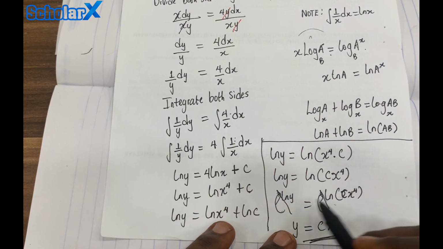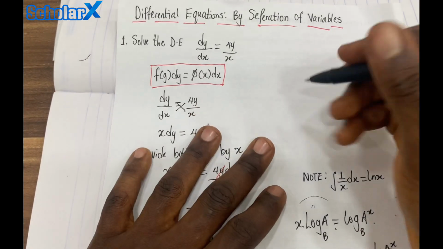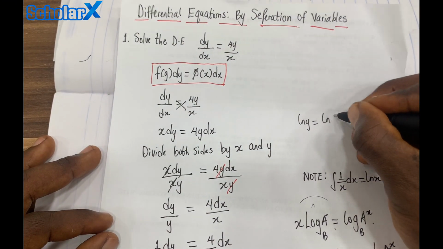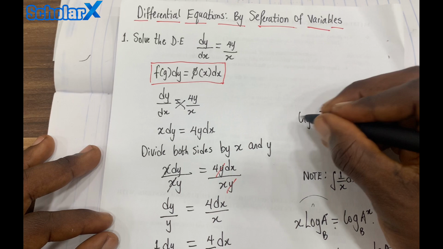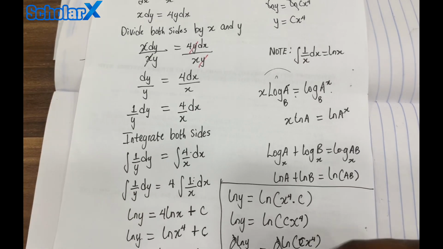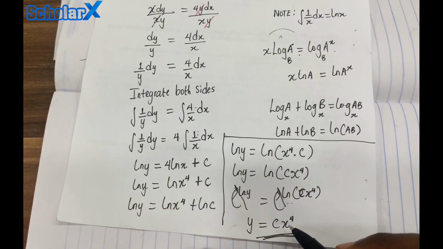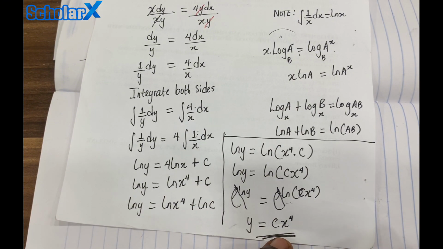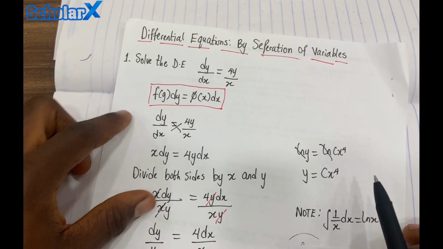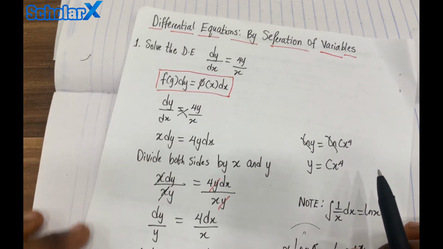Now, without even doing this exponential, just know that once I have ln y is equal to ln c x to the power of 4, this ln is going to cancel this ln, and you're going to have y is equal to c x to the power of 4. You might not necessarily put this exponential. I'm just trying to make you understand the process. So this is how to solve this differential equation, dy over dx is equal to 4y over x.